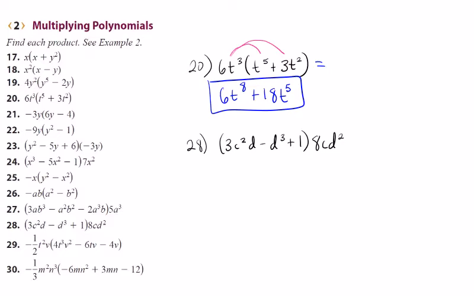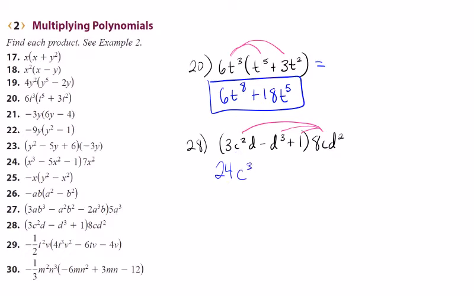All right, number 28. Here, I'm still going to distribute. This time the monomial is on the right side, no big deal. We can still just multiply it by each term on the inside of the parentheses. And so when I multiply 8cd squared by 3c squared d, I first start with the constants. 8 multiplied by 3 is 24. c times c squared is c to the third, right?